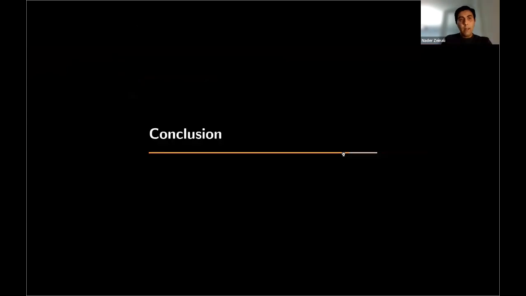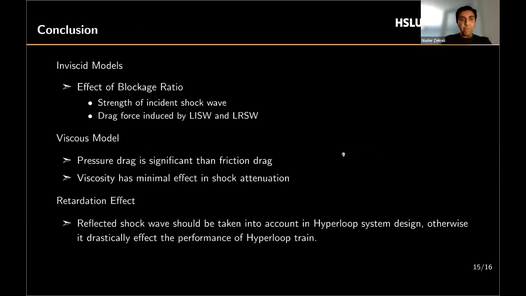second scenario. And finally, the conclusion is that in the inviscid model, we saw the effect of blockage ratio on the strength of the incident shock wave, and not only the incident shock wave, but the reflection wave and the drag force, which in my opinion is one of the critical points in the design, and even before the design, in defining the requirements of the Hyperloop systems and the dimensions of the pod and the tube.